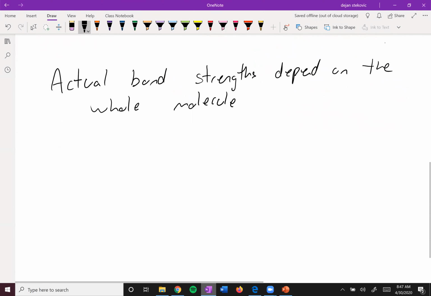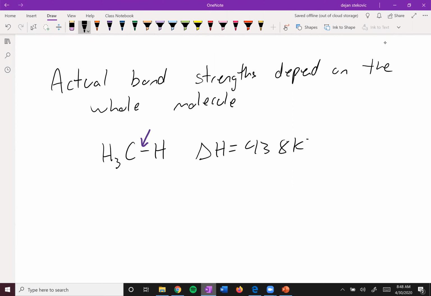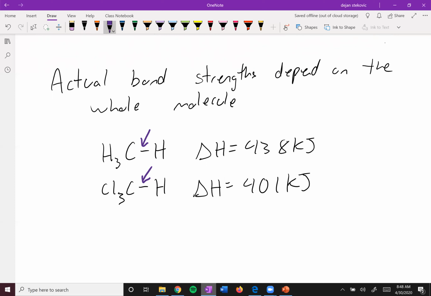So for example, if you have this H3C and then the CH bond, so this is the bond that we're looking at right here, this CH bond, this delta H is 438 kilojoules. Whereas if we take a look at this same bond, still this CH bond, but now this carbon is bound to 3 chlorines instead of 3 hydrogens, its delta H is now 401 kilojoules. So you can tell that the other components of the molecule affect the bond strength.